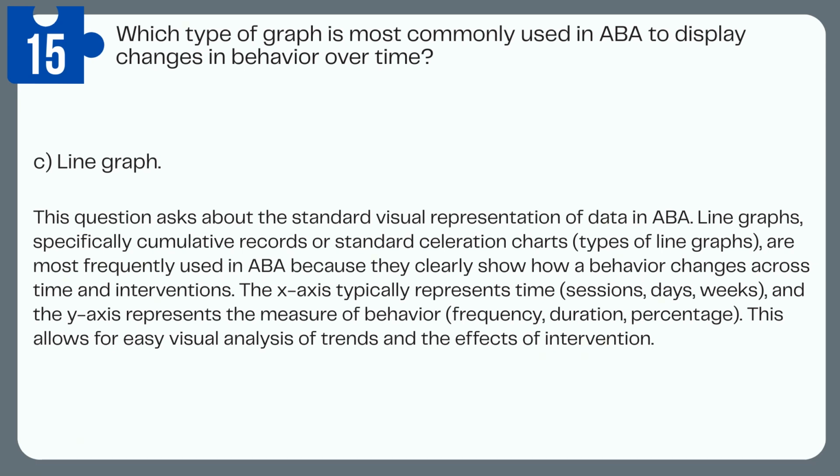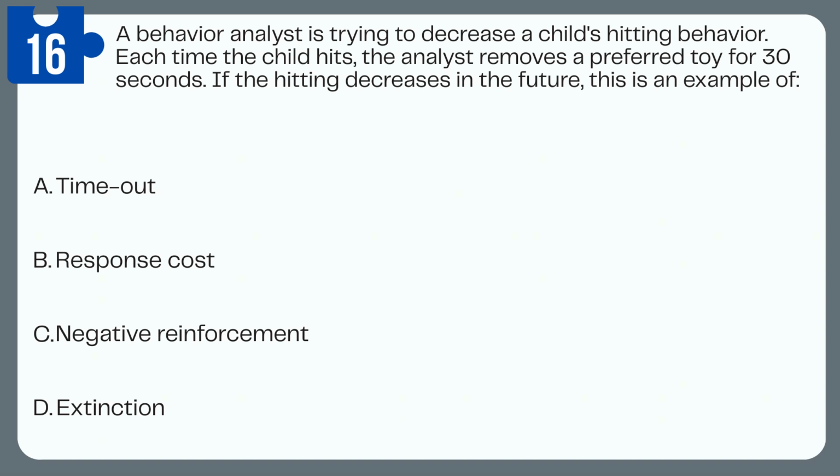of intervention. Question 16. A behavior analyst is trying to decrease a child's hitting behavior. Each time the child hits, the analyst removes a preferred toy for 30 seconds. If the hitting decreases in the future, this is an example of A. Timeout, B. Response cost, C. Negative reinforcement, D. Extinction.